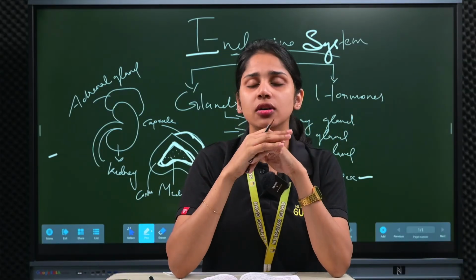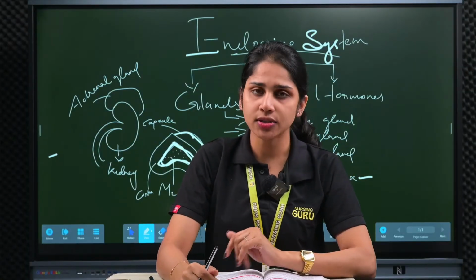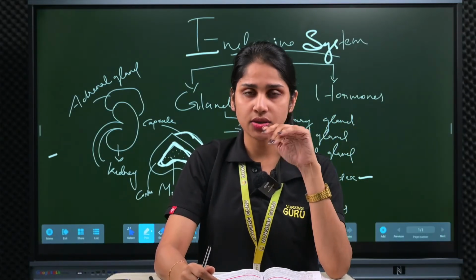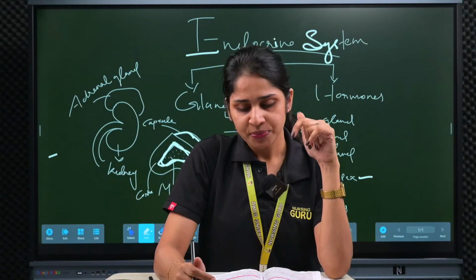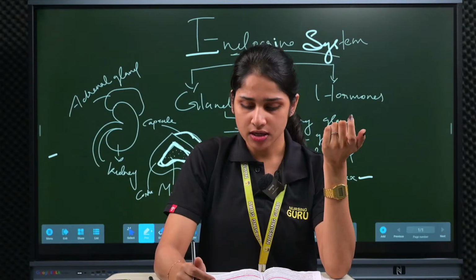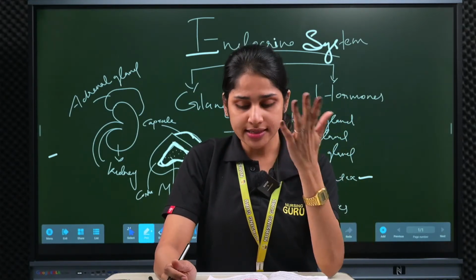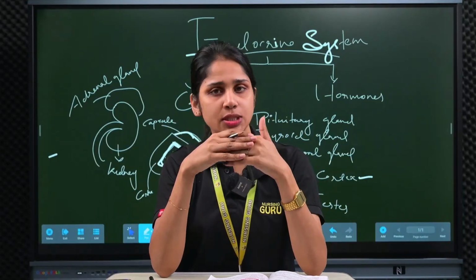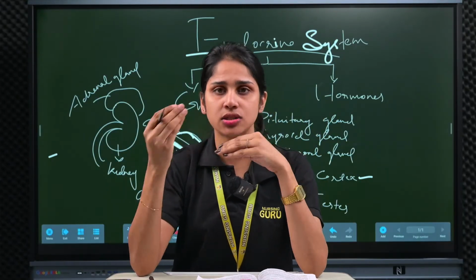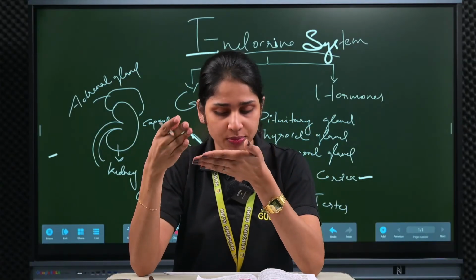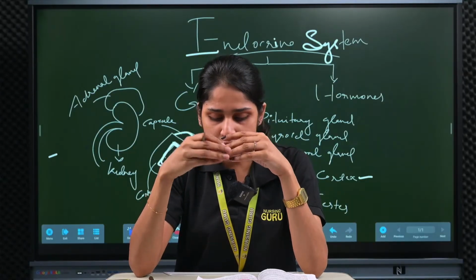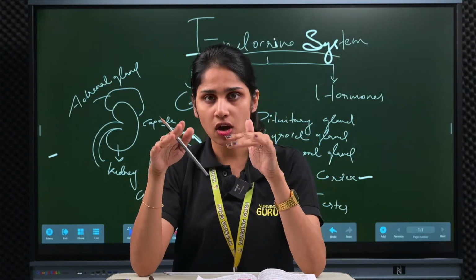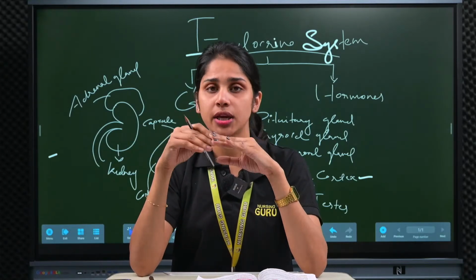Next, what are the hormones in the ovaries? The main hormones are estrogen, progesterone, relaxin, inhibin, and testosterone. What are the main functions of the ovaries? Ovaries release the female gamete or ovum. They secrete estrogen and progesterone. They also secrete inhibin, which participates in feedback control of pituitary FSH production. FSH is follicle stimulating hormone. These are the main functions of the ovaries.